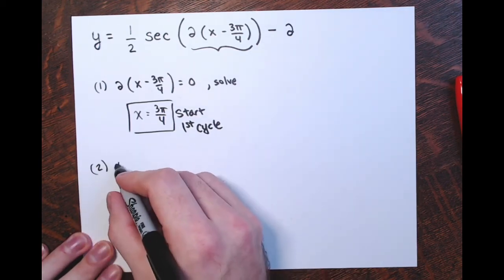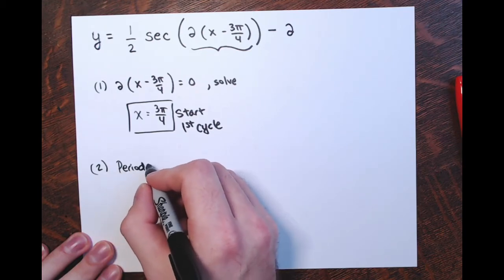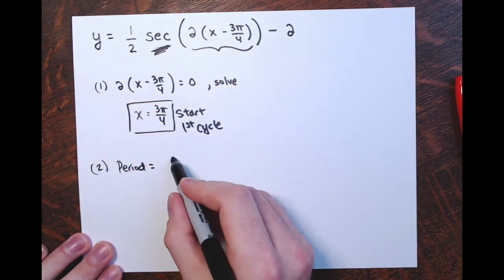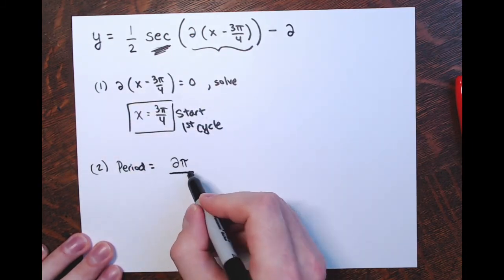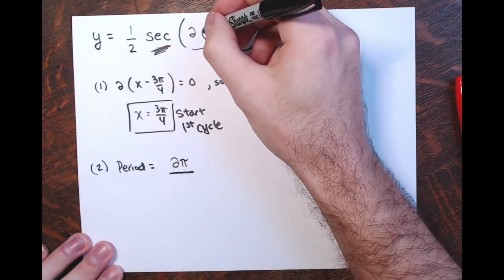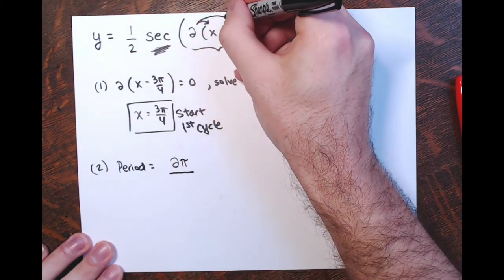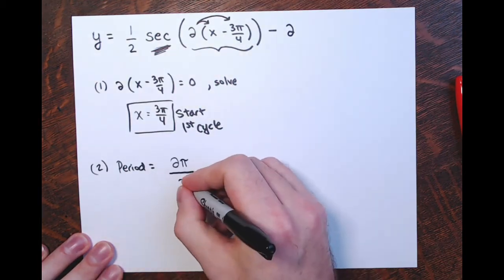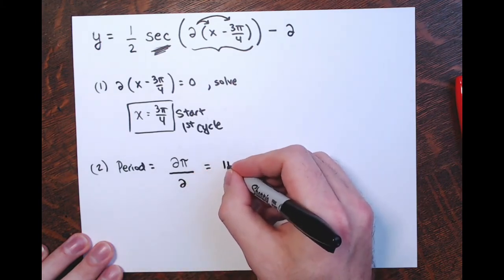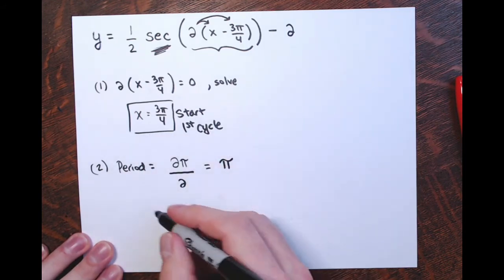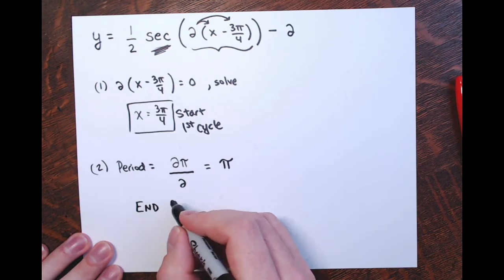Then the period. Now remember, the period of plain old secant, this is a secant graph, is 2 pi, but then this gets divided by some positive number, and that would be the number multiplied by the x inside the trig function. So here, if you distribute the 2, you see how 2 would be multiplied by the x? So it's 2 pi divided by 2. Right, so the period for this function is going to be pi. And that'll help me determine where I'm going to end the first cycle of my drawing.